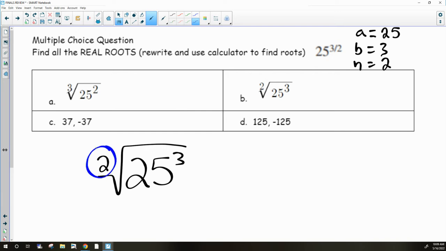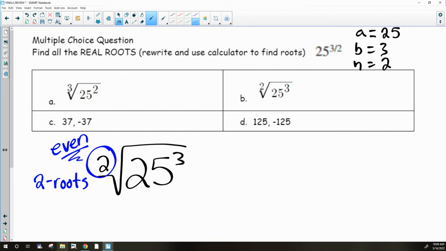What does this 2 tell us? It's even, so it'll have 2 solutions. The reason we're rewriting is that this tells us it is even, so there are going to be 2 roots. To find those 2 roots, we need to plug this into our calculator.